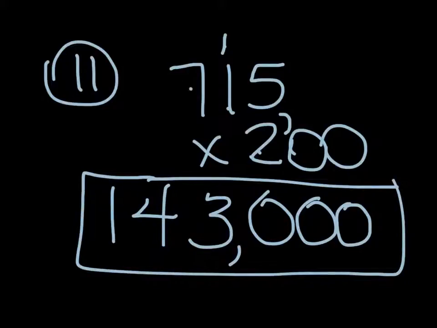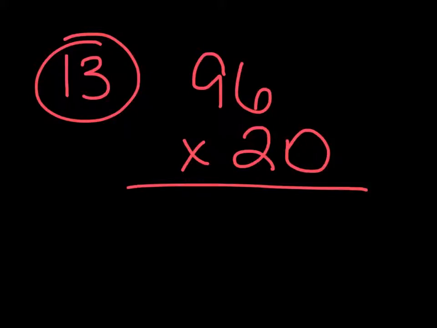Much easier that way. Notice again on number 13 you have a 0 at the end, so I'm going to move it over and just bring it straight down. Okay, and then you have 2 times 6, which is 12. 2 times 9 is 18, plus 1 is 19.